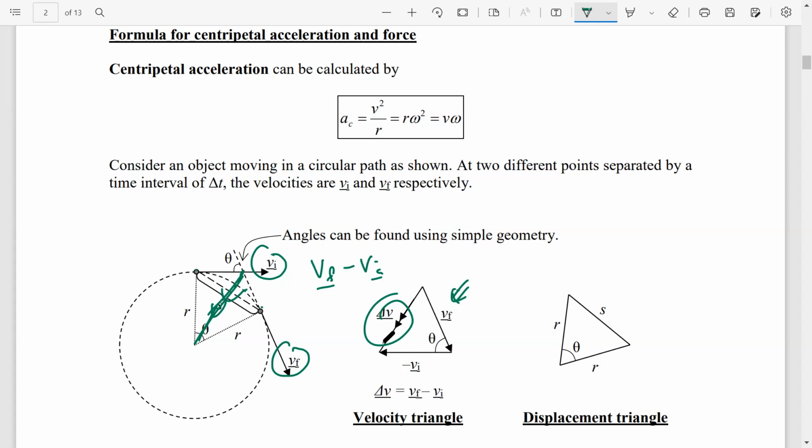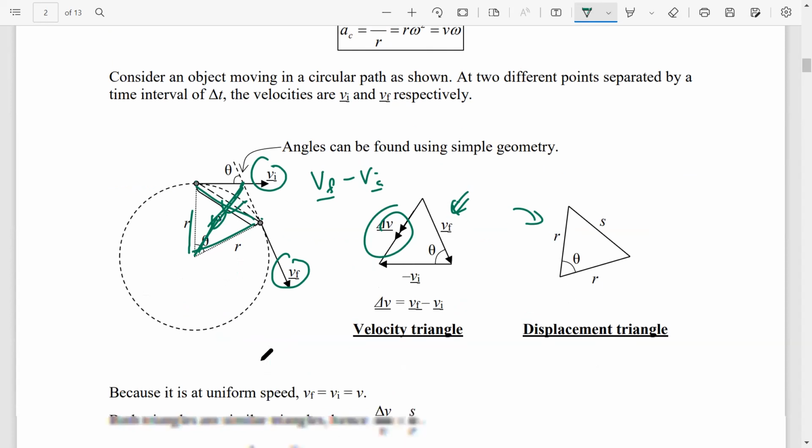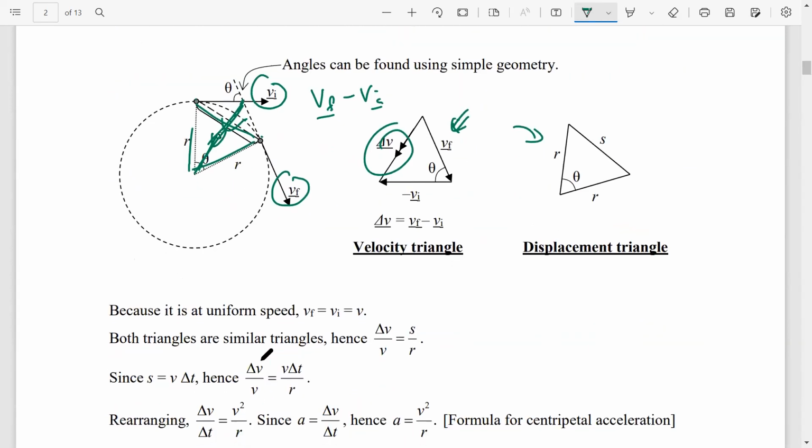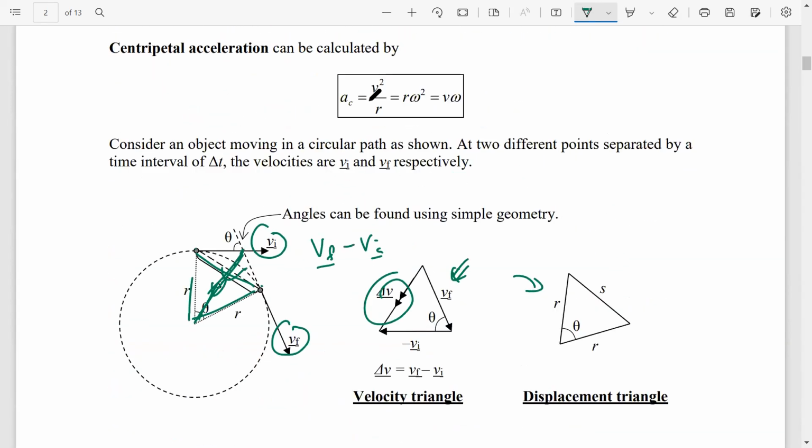And from here, you can actually see that it is going to be similar to this, where this is r, and s. Just similar only. So the proof will show you that a equals v squared over r. It's just more for you to see, but you don't really need to know. You can just straight away use a, the acceleration being v squared over r, and because v equals r omega, and you sub it in, you'll get r omega squared or v omega.